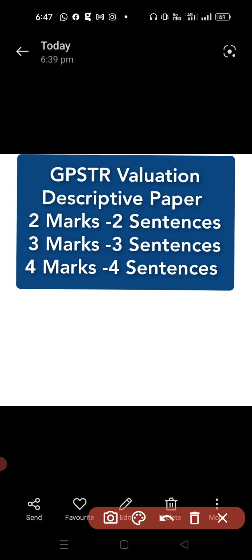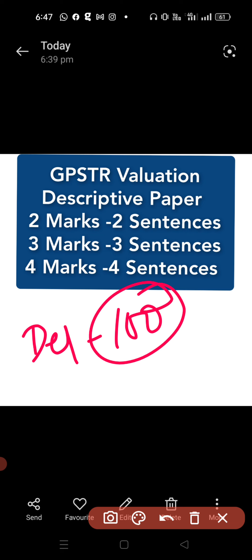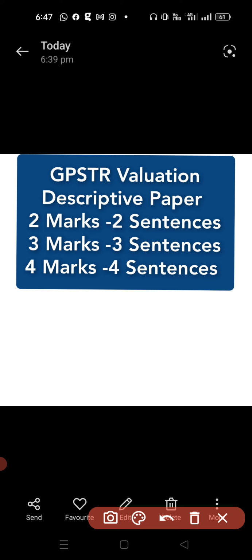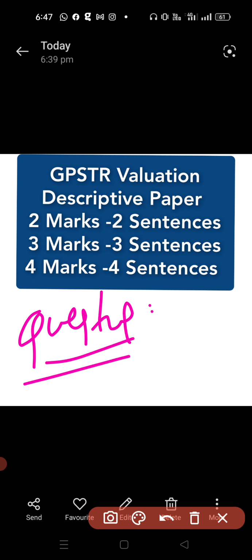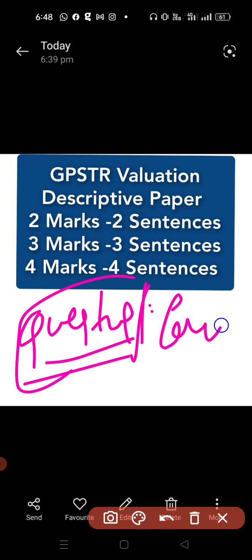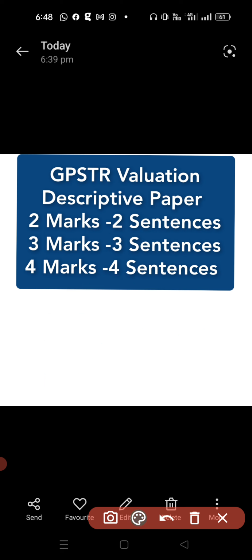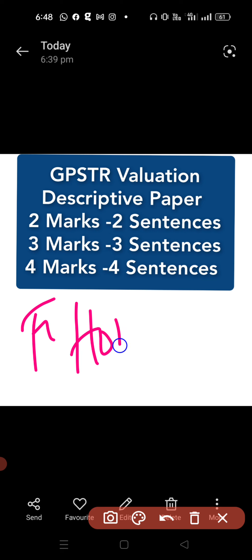So in the descriptive paper for 100, this time the paper is easy. I hope how we call a paper easy is depending on the frequent questions which everybody knows. Frequent questions regularly asked in the examination, which everybody knows, then we call the paper easy. So this time the frequently asked questions are more, that's why it looks easy, but it is not the final. The final thing is how you have written.